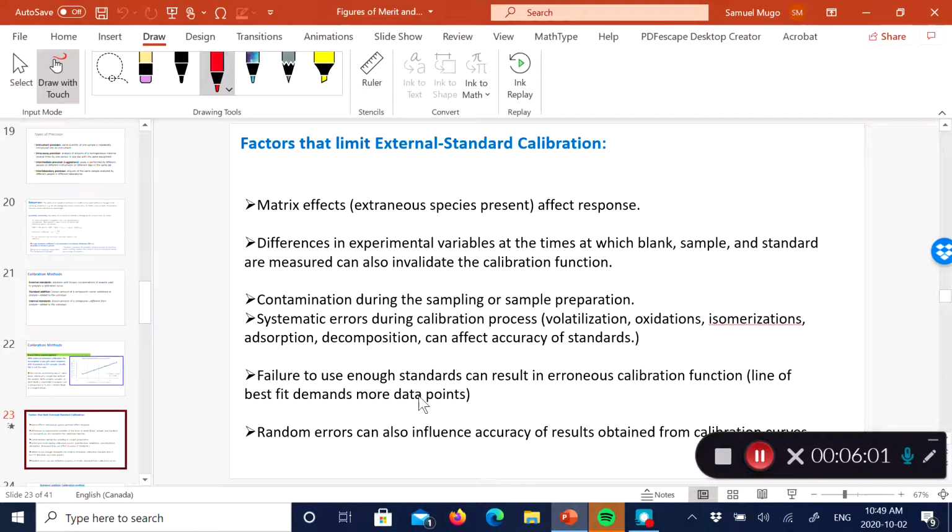Now remember also, there are random errors that are associated with generating the calibration graph. And because you're doing the analysis of the sample and the standards at different times, you don't have any correction because of that.